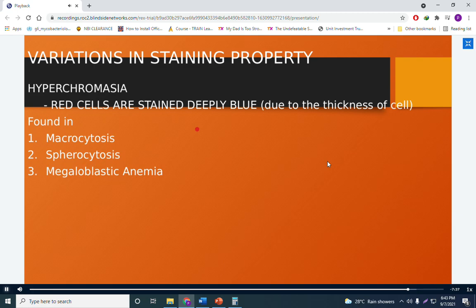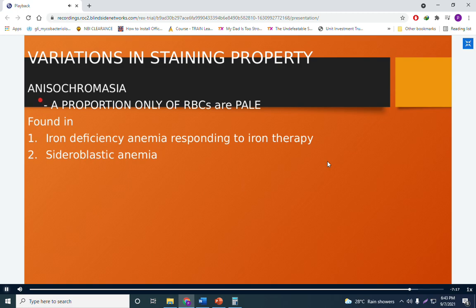Hyperchromasia naman class, stained deeply blue due to the thickness of the cell. Found in macrocytosis, spherocytosis, and megaloblastic anemia. So sobrang kapal naman ng cell and sobrang laki. That's why sobrang deep blue yung color niya. And lastly, class, anisochromasia, a proportion of only of RBCs are pale, found in IDA and sideroblastic anemia.